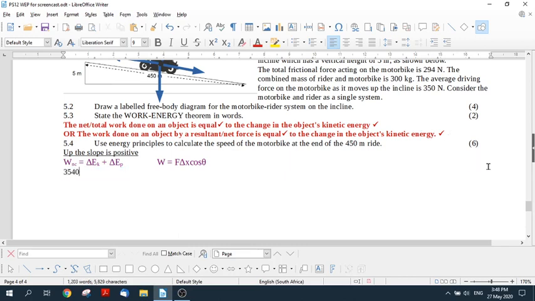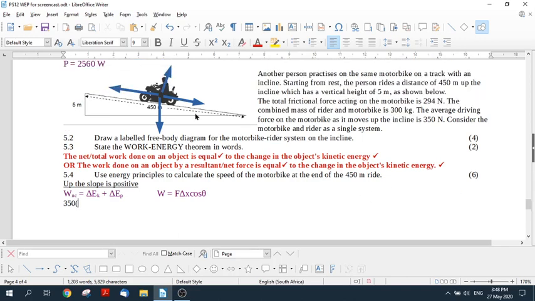Okay, so I've got a 350 Newton force. It is going up the slope for a total distance of, as you can see in the question, 450 meters. So it's force times the displacement times the cos of theta here. I'm substituting in here. If up the slope is positive, this is the cos of 0, which is 1.